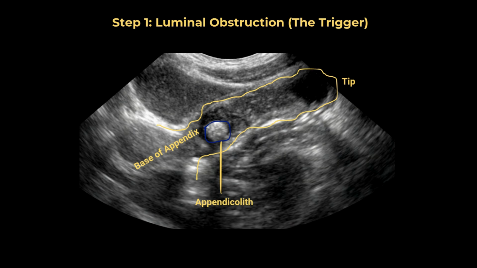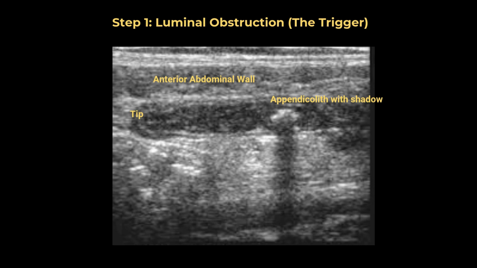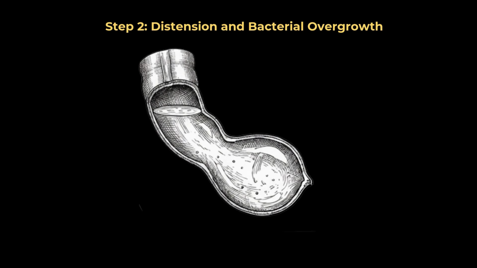On ultrasound, an appendicolith appears as a bright hyperechoic structure inside the lumen. It produces a sharp posterior acoustic shadow. Mucus production continues behind the blockage but cannot escape. Pressure builds up inside the appendix. This causes the appendix to stretch and enlarge. Bacteria start multiplying in the trapped fluid.